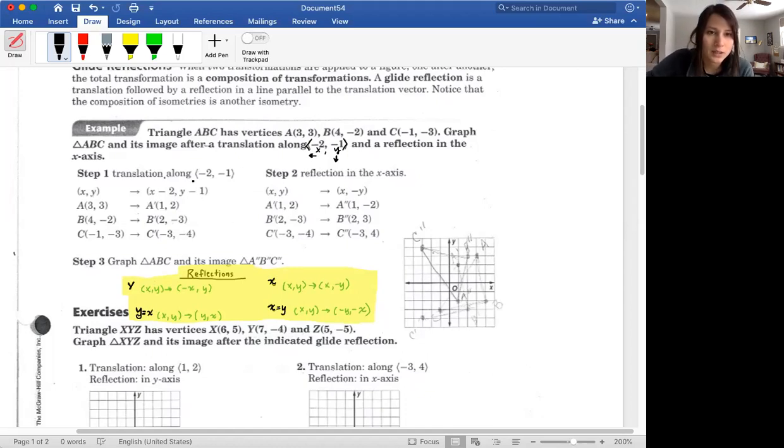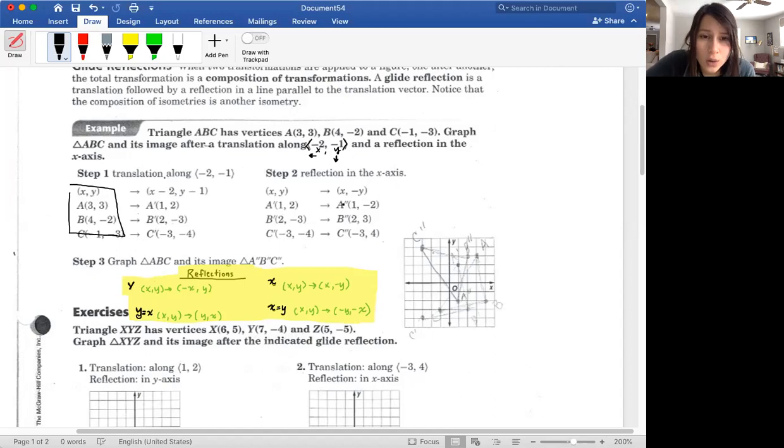So step 1 would be to add -2 and -1 to all of the points and plot the new points. So you're going to draw the original picture first and then have it go through the translation. Then use the new points of the translation and record the points for the reflection.